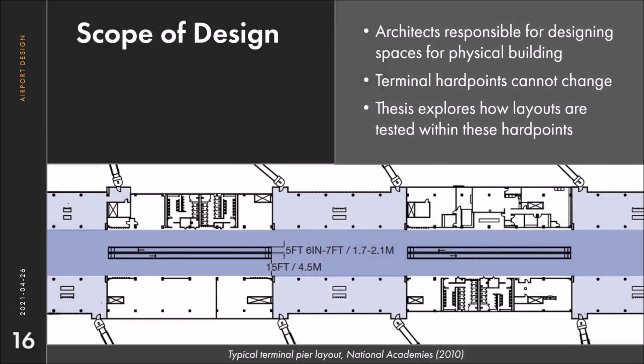Once a rough size of the airport is established, architects can begin designing and arranging spaces for the physical building. However, architects are required to design the terminal within the hard points established during planning, which are where the curb is, where the security line is, and where the plane gates are. These cannot change. The goal is to analyze the arrangement of these spaces between these hard points so that it's consistent with the planning stages.